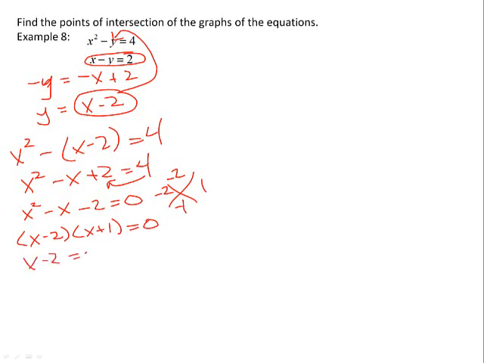I'm going to plug the negative 1 in for the x, so negative 1 minus y equals 2. I'm going to add the 1 over, and I'm going to divide by the negative, so I know that my other point is at (negative 1, negative 3).